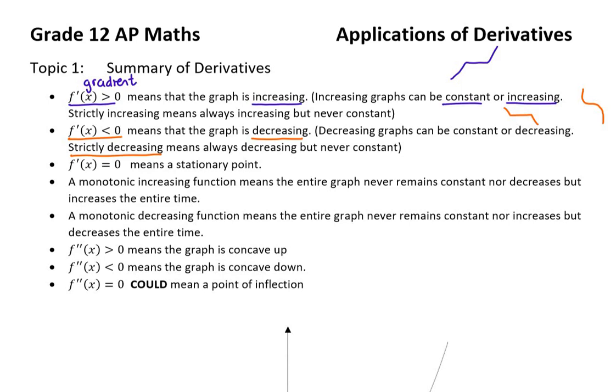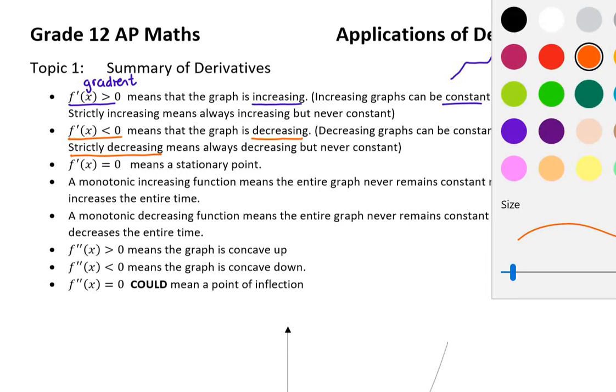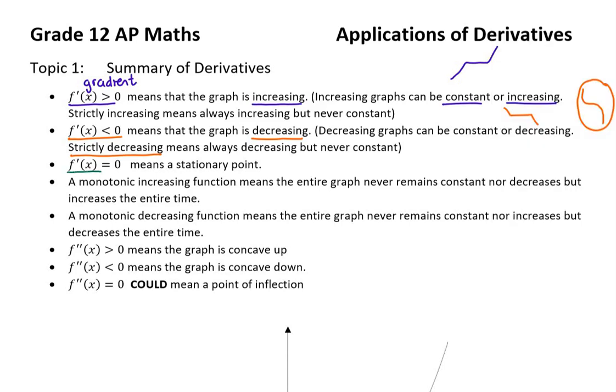So this particular cubic graph, I would argue, is decreasing for all values of x, but I would say it wasn't strictly decreasing for all values of x. Okay, then something else we definitely know is that your derivative, your gradient, is 0 at a stationary point. So that's going to be really important for us when we start drawing graphs.